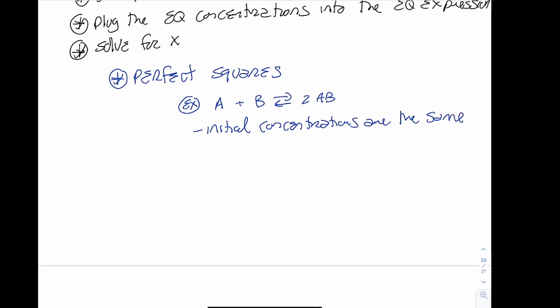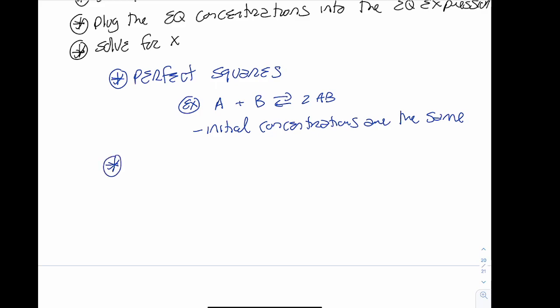If you had 2AB going to A plus B, right, this in the reverse direction, then it would also work. So just again, you have to have the squared term on the top and the bottom, right? Kind of the definition of a perfect square. And our initial concentrations in this case for A and B would have to be the same.